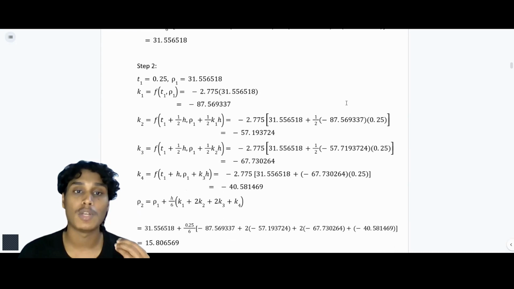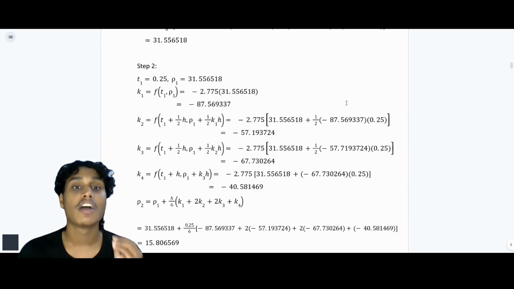So for k1, we will use the same formula as the previous iteration, where negative 2.775 times 31.556518 to get the answer negative 87.569337. So for k2, we will use the same formula, whereby negative 2.775 times (31.556518 plus 1/2 times negative 87.569337 times 0.25) to get the answer negative 57.163724.